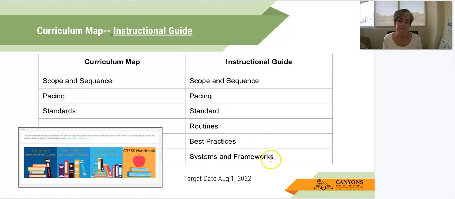It has systems and frameworks, like what is the framework for Canyon School District. It also has what is the assessment framework and what are those pieces that you would put together to make a great assessment system. What also would you expect on your report card, and what does standards-based grading look like? All of those components are contained in the instructional guide, therefore making the instructional guide something larger than a curriculum map. So you'll see that big change this year.